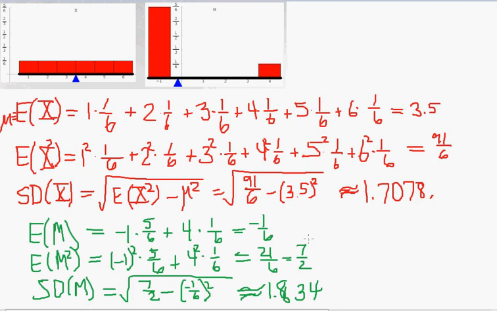Okay, now this appears in the picture. Negative 1/6 is the position of this blue triangle. That's the place where this histogram kind of balances. And we notice that 1.8634 is slightly larger than the previous standard deviation. So even though these have the same range, 4 minus negative 1 is 5, 6 minus 1 is 5, so the largest and the smallest values are still 5 apart, clearly the distribution of m is more spread out, and that's indicated by the standard deviation being somewhat larger than the standard deviation for x.